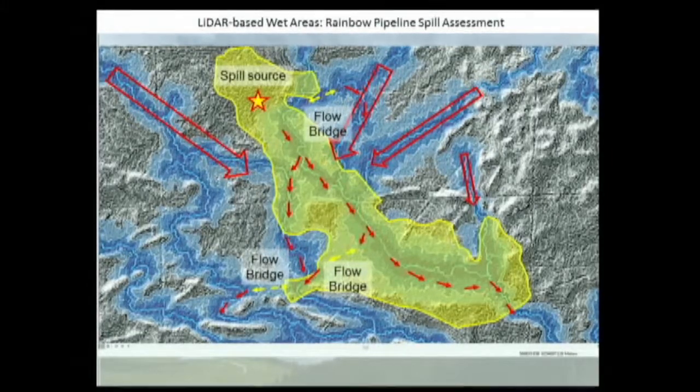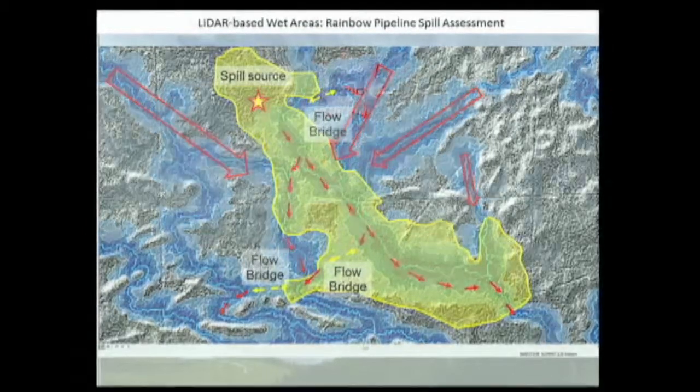So what you see now is the actual GPS location of the spill and the outline of the spill. We can see that there's fairly good correlation between what we would have predicted from the wet areas maps and all these other analyses of the maps, relative to what actually occurred on the ground.